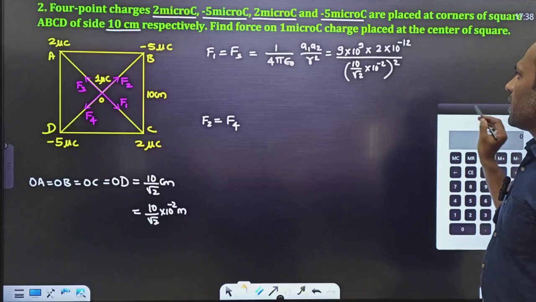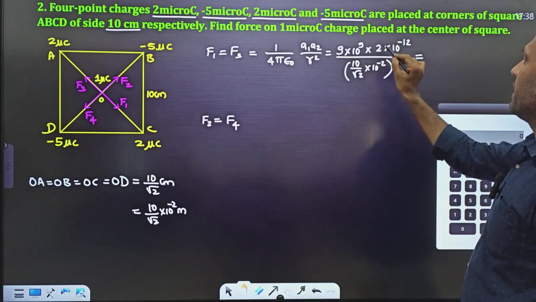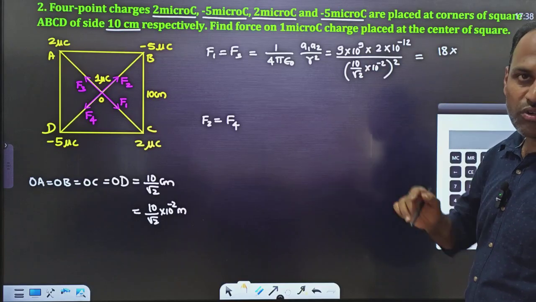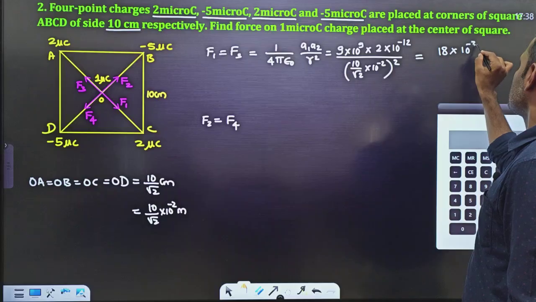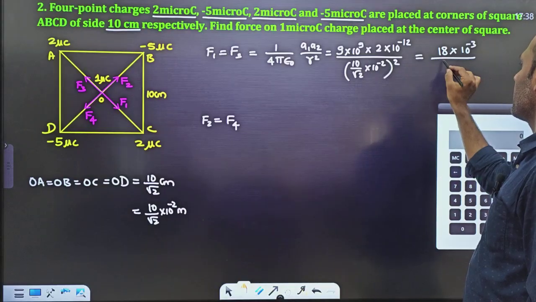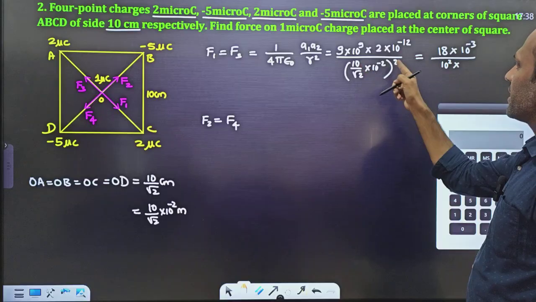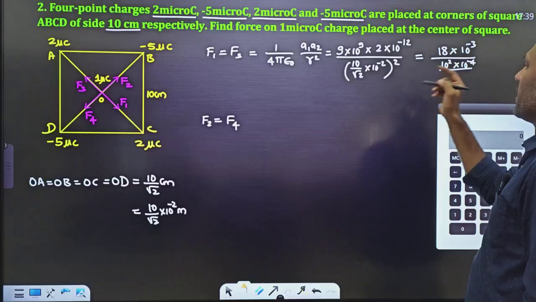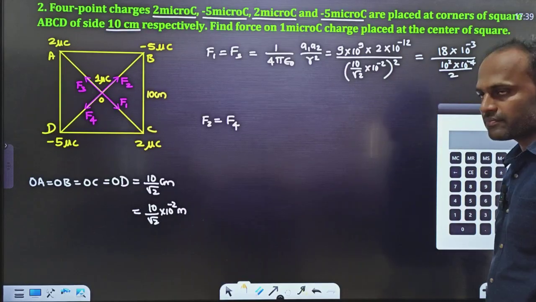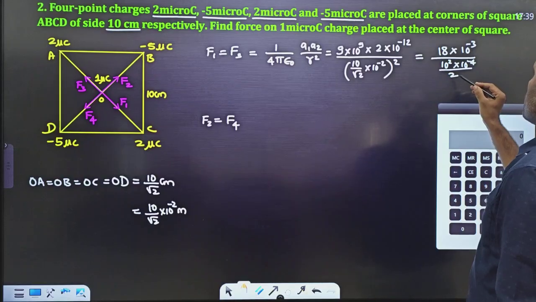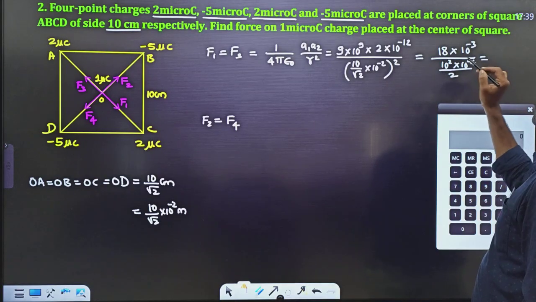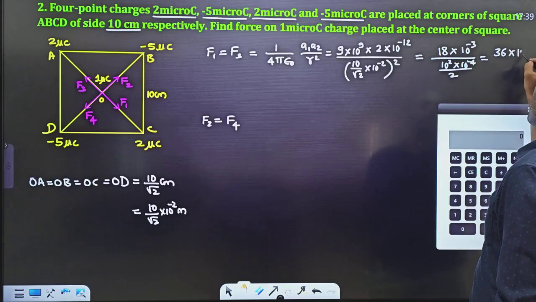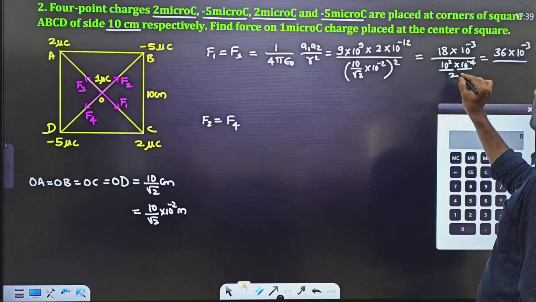Correct? Okay, let us simplify this. 9 into 2 will be 18. 10 to the power plus 9 minus 12 will be minus 3. So this is 10 to the power minus 3. Divided by 10 square, we have to apply the square to the 10 to the power minus 2 also, so it is 10 to the power minus 4. Divided by root 2 square, which will be 2. So this 2 will come to the numerator and multiply with 18, so it will become 36. It will become 36, 10 to the power minus 3 divided by, here we have 10 to the power plus 2 minus 4.